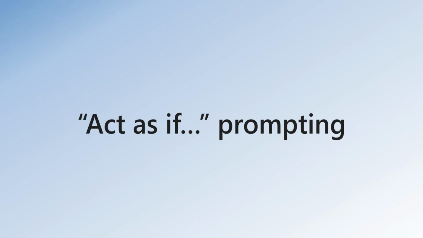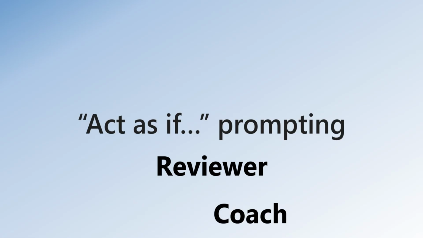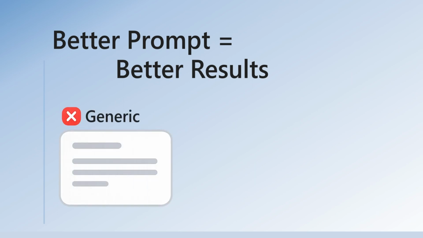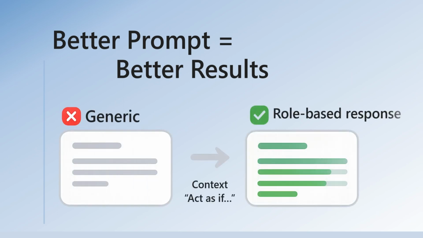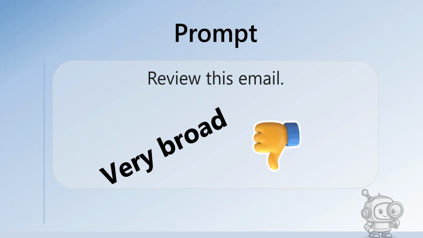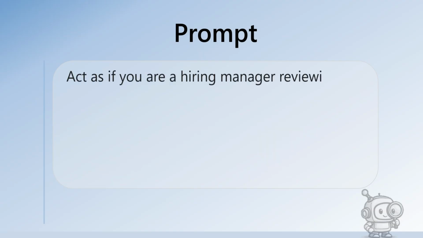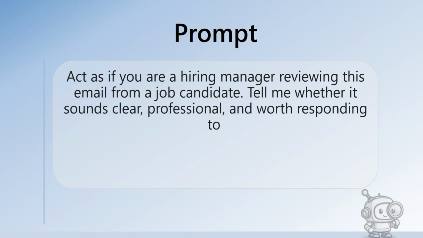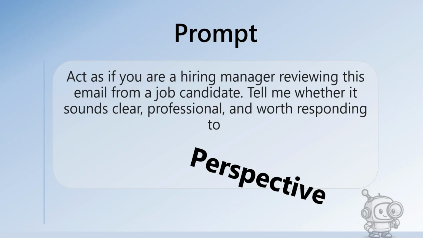You are basically saying, act as if you are a specific type of expert, helper, reviewer, coach, or audience member. That extra context helps AI decide what kind of answer to give, what details matter, and what perspective to use. For example, compare these two prompts. First, review this email. That is okay, but it is very broad. Instead, try something like, act as if you are a hiring manager, and then include additional parameters. That second version tells AI what lens to use, which is key. You are not just asking AI to answer, you are asking it to answer from a specific perspective.